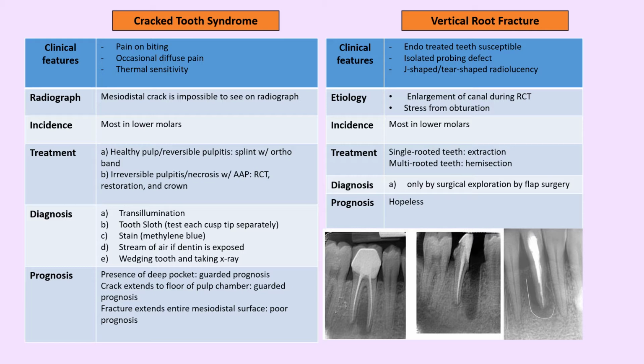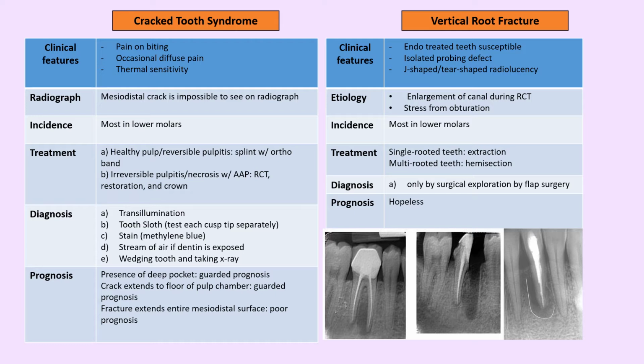It's not easy to see the cracked tooth on the radiograph. So the most accurate method is actually transillumination. However, the most commonly used method is wedging the tooth and taking the x-ray, or using a Tooth Slooth. You can have a cracked tooth with a healthy pulp or reversible pulpitis; painting with the orthoband is the treatment. While for irreversible pulpitis or necrosis with a cracked tooth, you can do the RCT, restoration, and finally crown it. When the fracture goes through the entire mesiodistal surface, it is going to have a poor prognosis.